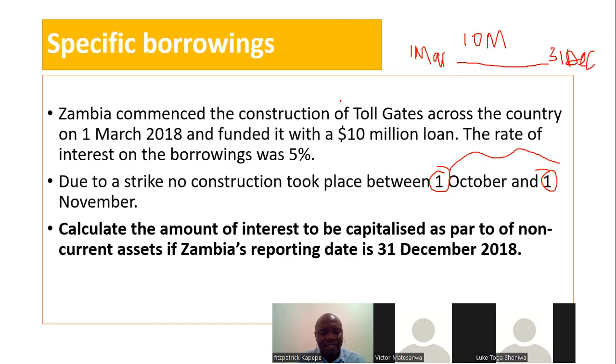So for this one is no brain at all because we only have one source of financing, but then we have 9 months divided by 12 times 5%. Basically here, this 5% is annual. So we are saying if 5% equals 12 months, what would be the percentage for only 9 months? So whatever we have here times 10 million, we'll know the cost. What would be the cost? $375,000, it should be 375,000 or 0.375 million.